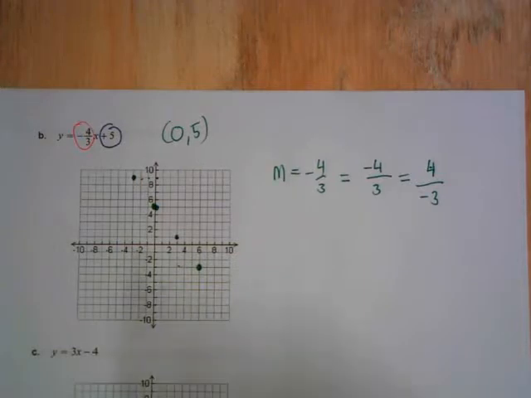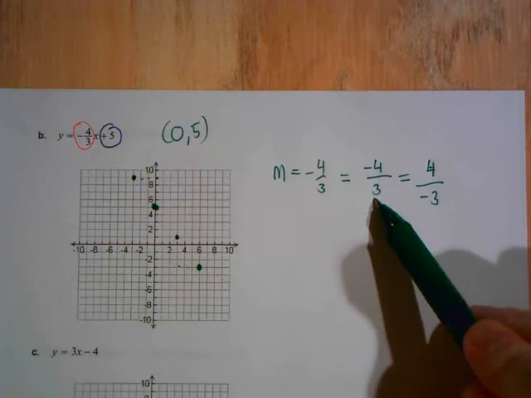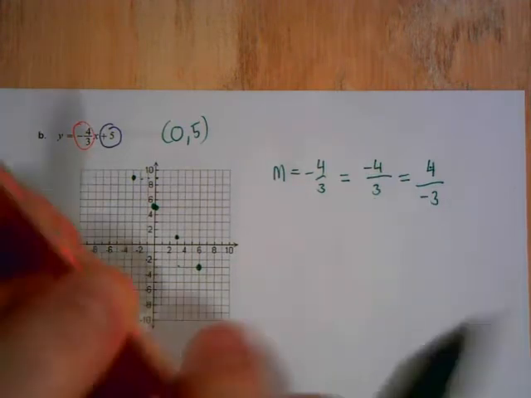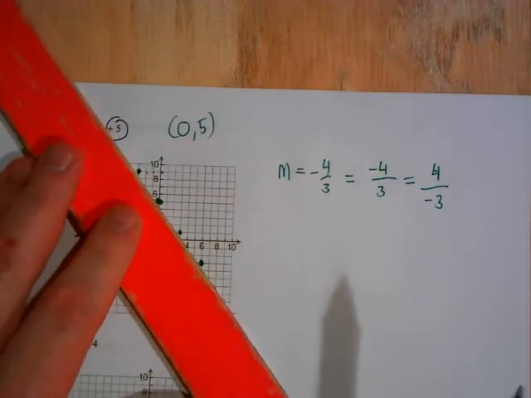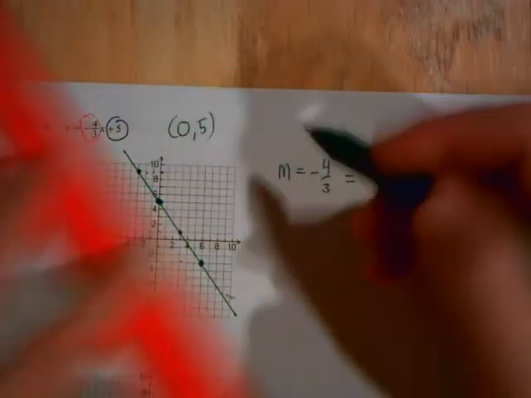The point is, when your slope is negative, that means one of your values is negative, but one of them is positive. And we know that when we have a negative slope, our line should be decreasing, so we should get a line that looks like that.